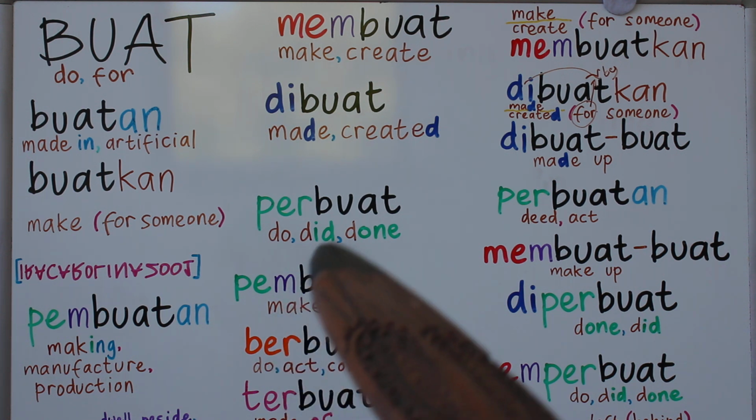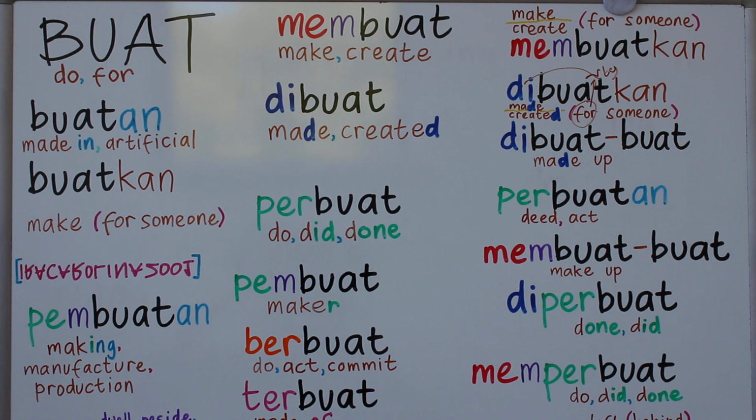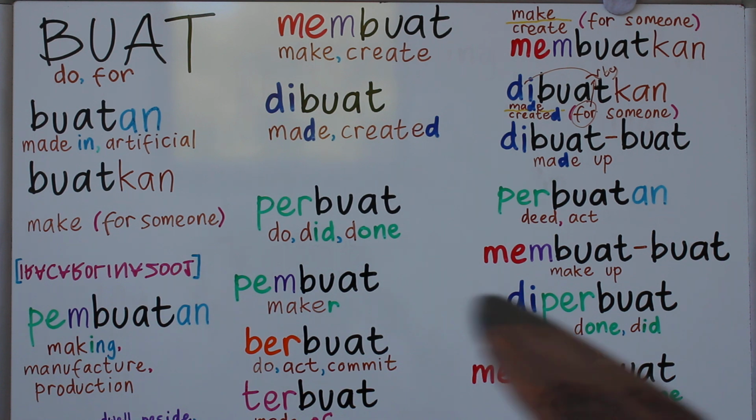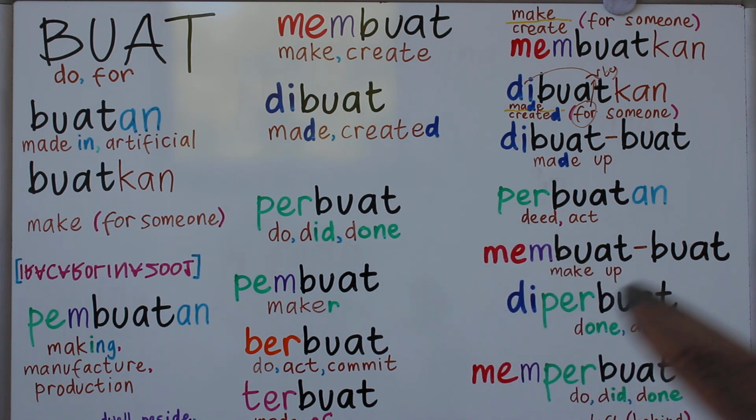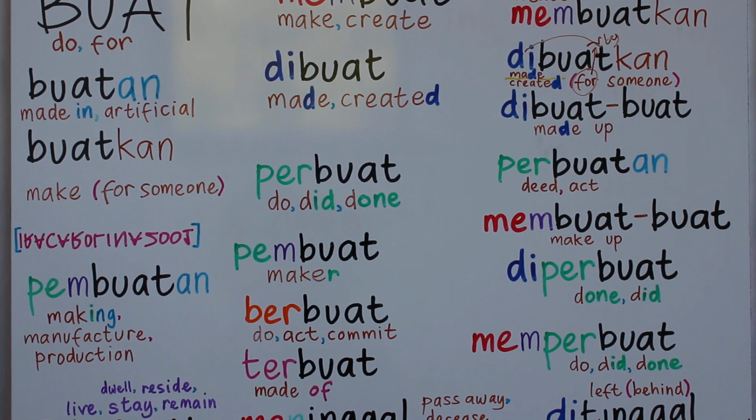And now this with the prefix per. Perbuat. It means do, did, or done. And we have the prefix per with suffix an. Perbuatan is deed or act.